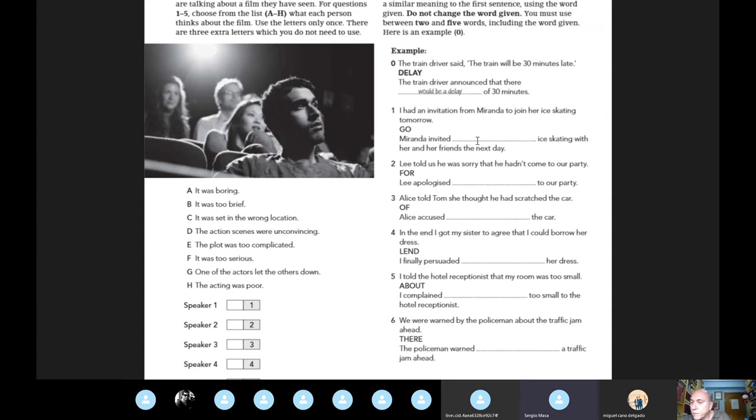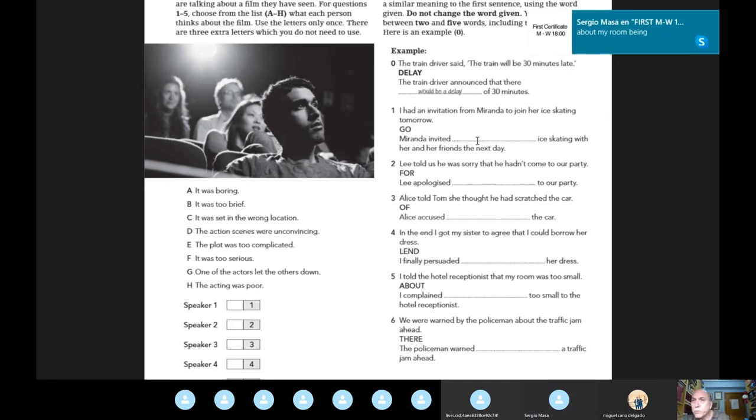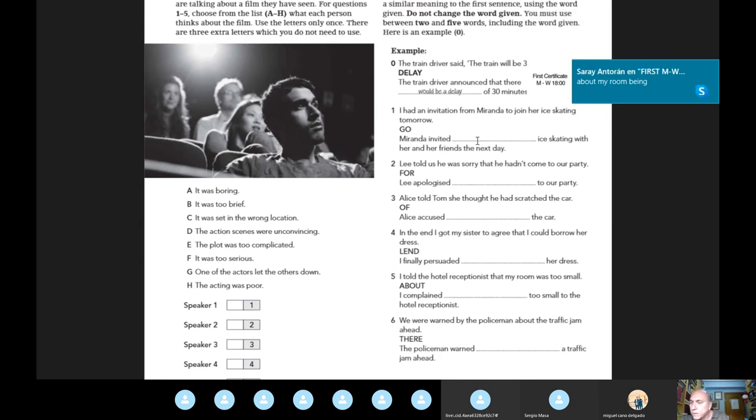Number five. I told the hotel receptionist that my room was too small. You have to use "about". I complained. What? About my room being. This is Sergio's answer. Sarai: about my room being.